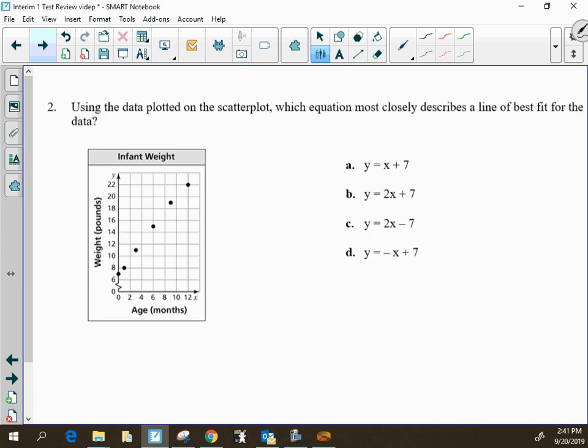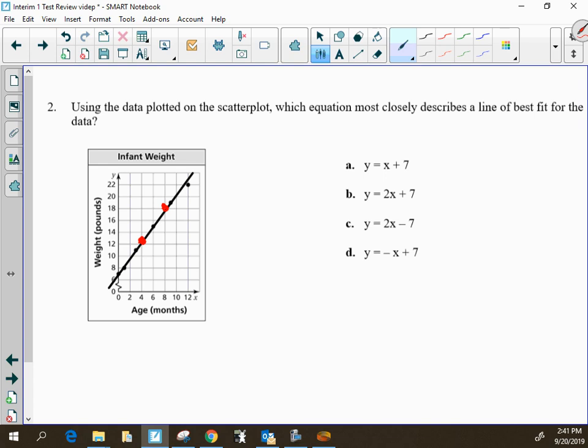Now, for number 2 here, it says, using the data plotted on the scatter plot, which equation most closely describes the line of best fit? So if we were to draw our own line in, it would look something like that. So then we would need to calculate the slope and just do an estimate of the slope.